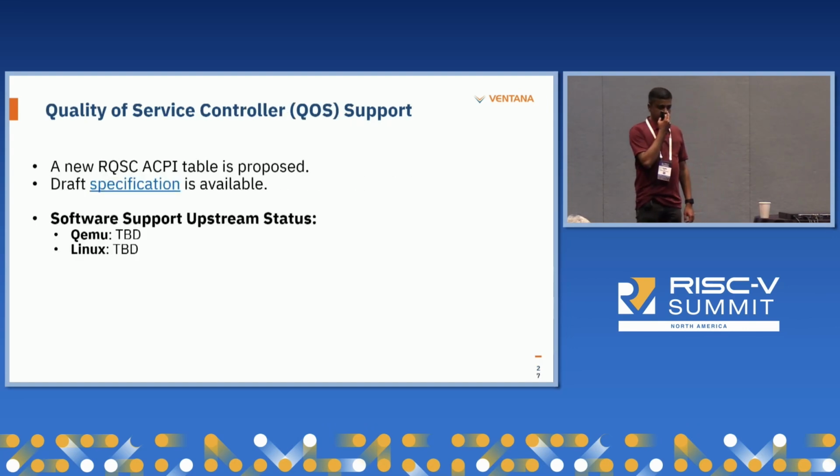Quality of service controller support. For this new ACPI table, different architectures are maintaining their own specification. Similarly, RVI is going to define this, and a draft specification is available, and next year, hopefully, it will be ratified and upstreamed as well.